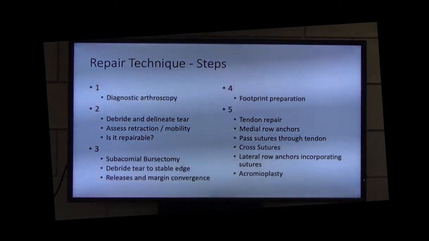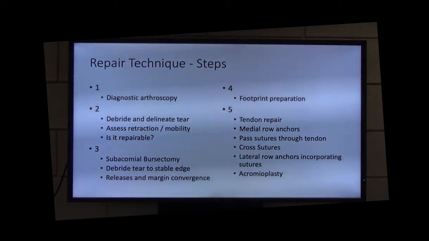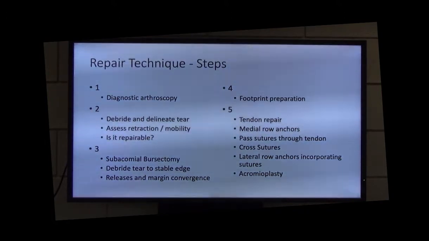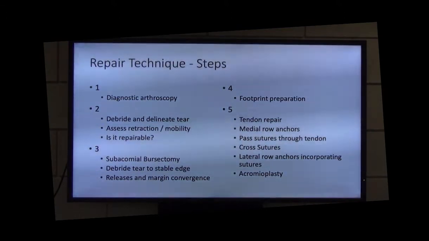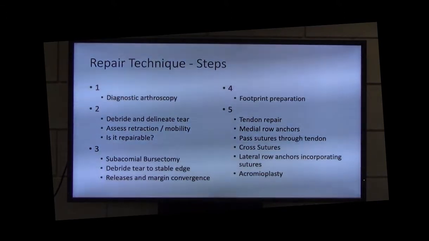Okay, so the steps, diagnostic arthroscopy we've gone through, and the next really important thing is you need to delineate the tear, you need to work out how big that tear is, you need to work out how retracted the tear is, and is it mobile, and therefore is it repairable. Okay. If you've decided that it is repairable, I go on to then do a subacromial bursectomy, and you need to do quite an extensive subacromial bursectomy to clear the area to make your working view and your life easier.